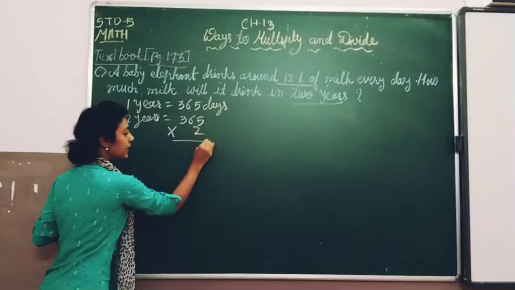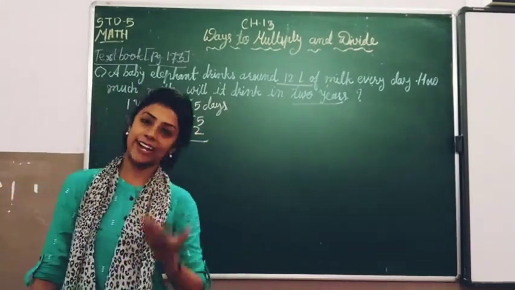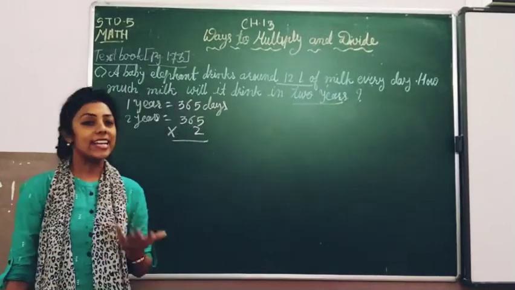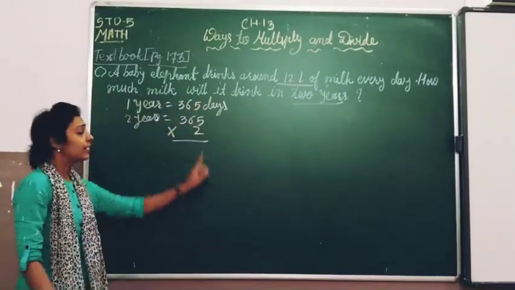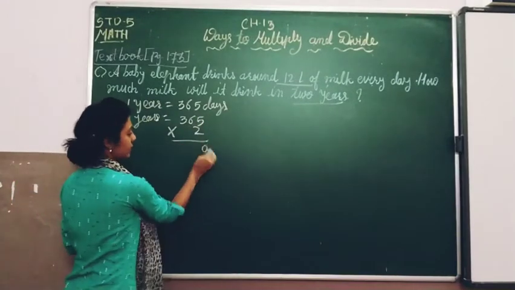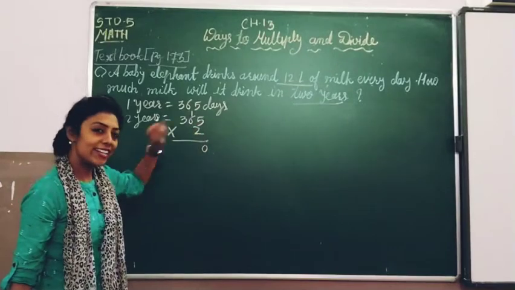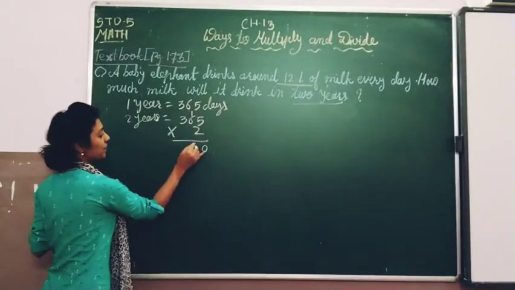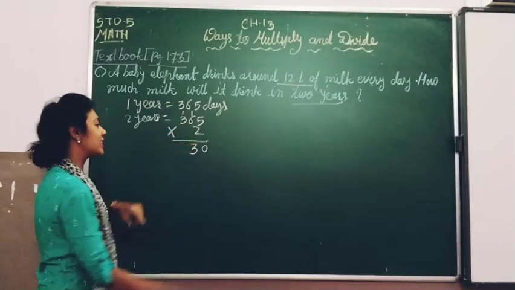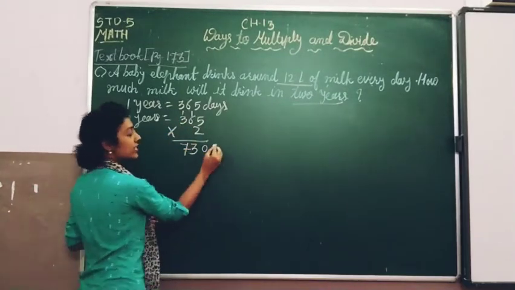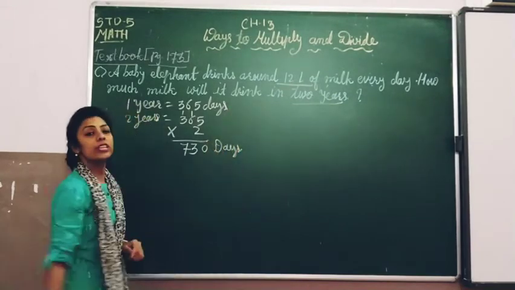365 multiplied by 2. Why we multiply? Because we have to find for more. ज्यादा के लिए search करनी है, मंथली की है. So, we will do multiply. 5 2s are 10. 1 is carrying forward. 6 2s are 12 and 1, 13. 1 is carrying forward. 3 2s are 6 and 1, 7. So, 730 days in 2 years.